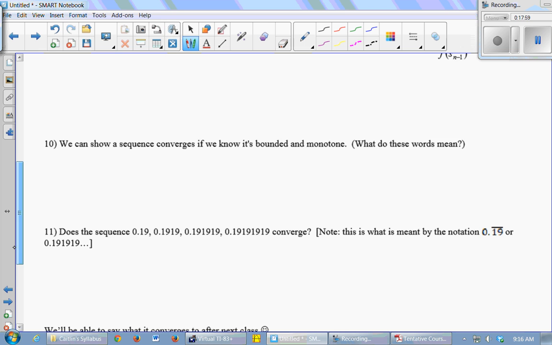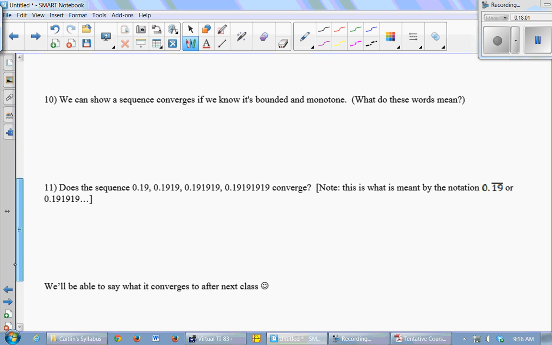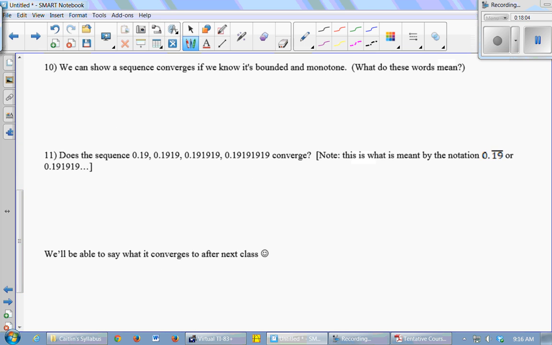Skipping the challenge for now. You can prove that a sequence converges without having to figure out what it converges to, right? So this should sound familiar, like the area under an improper integral. You can show a sequence converges if you can show that it's bounded, right? There's some number it never gets bigger than, and monotone. Okay, so monotone means always increasing or always decreasing.